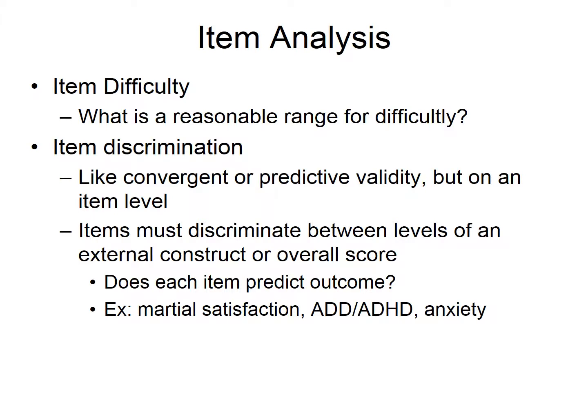How much does each item predict marital satisfaction, whether someone has ADHD, or how much anxiety someone suffers from? But again, instead of looking at the entirety of the scale, we're asking, kind of like with Cronbach's alpha, which of these items are working really well, and are there items that we might as well drop? They might be reliable items, they might even be valid items, but they're not items that are actually helping us determine future behaviors.